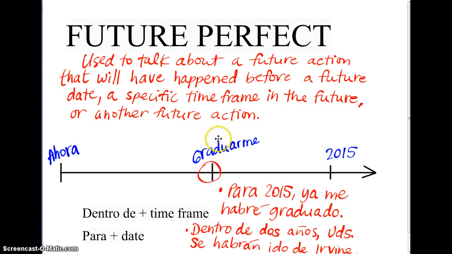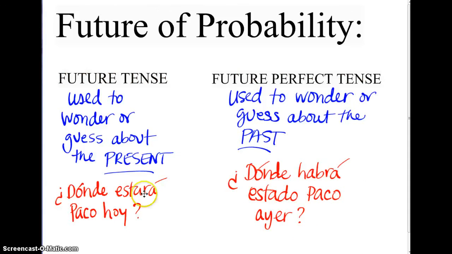So you see that the future perfect is referring to the action that's actually closest to me in time, not the furthest in the future. Okay, another example would be, dentro de 2 años, ustedes se habrán ido de Irvine. 2 years from now, you guys will have left Irvine. Okay, so that is the future perfect.